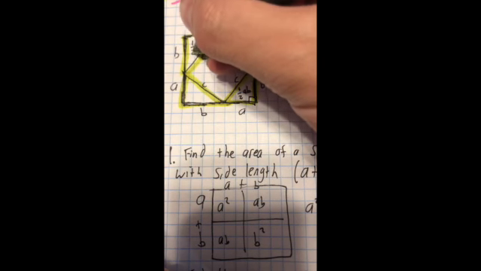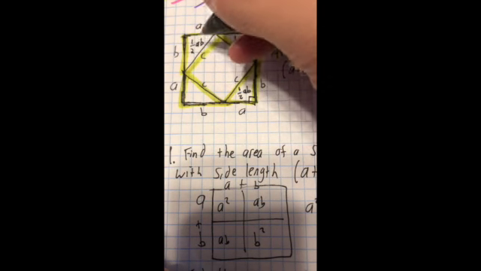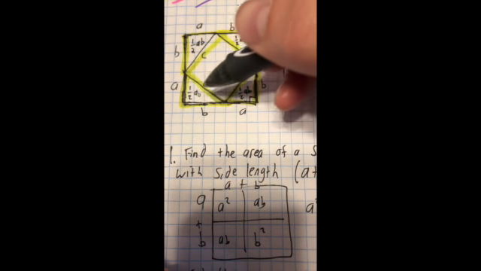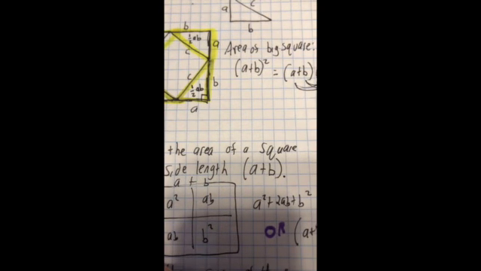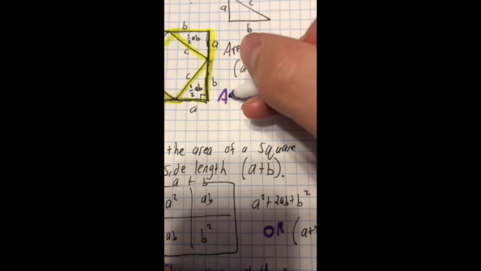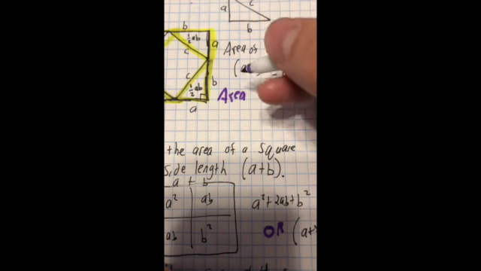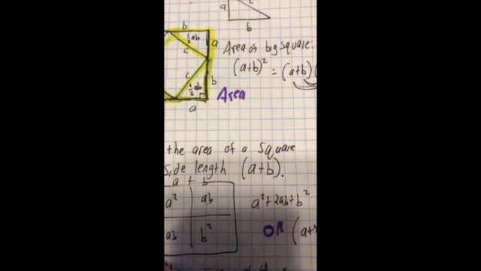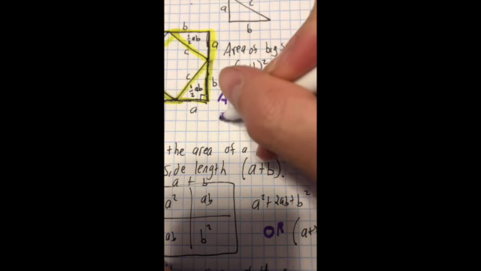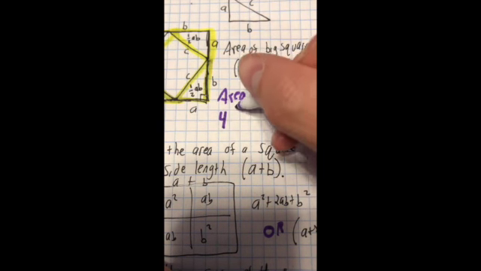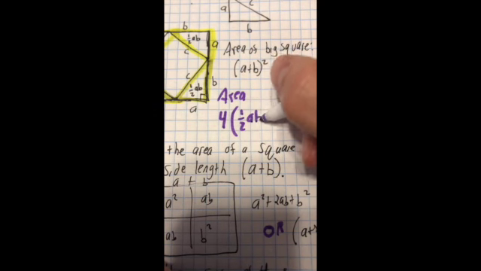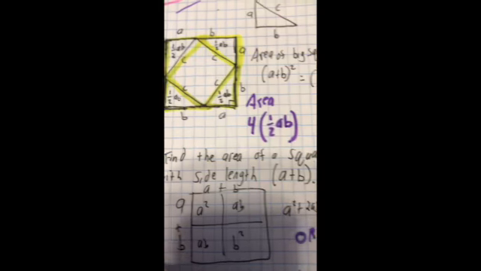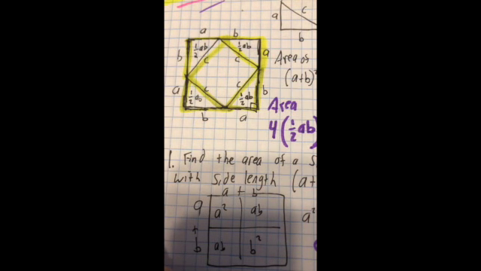So how many 1/2 ABs do I have? I have 1, 2, 3, 4. So now I have area. Marker was a terrible, terrible idea. I'm so sorry. So for area, I have 4 1/2 ABs. Then what else makes up this square?